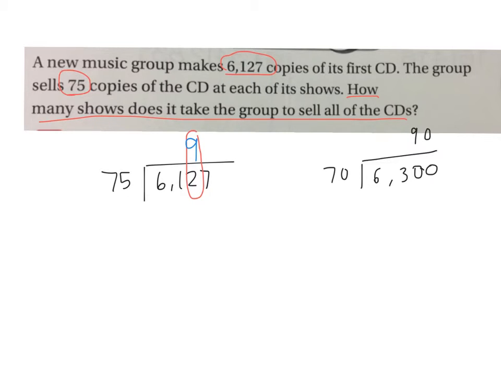9 times 75 is what? I got 675. And then right away you said, uh-oh, that's bigger than my number in the dividend. So what does that mean about 9 in the quotient? Do we need to make an adjustment? Yeah. We need to adjust it. It's too big. So what number should we try instead, Arshita? 8.